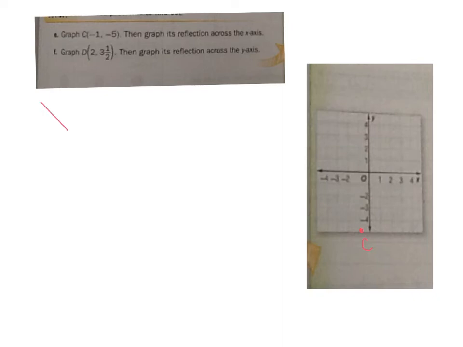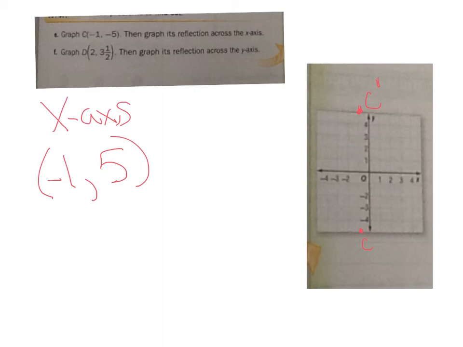Remember, reflection over the x-axis, your x is going to stay the same, and your y is going to change. So my reflection then would be -1, +5. This would be my reflection of C. And I just do C a little dash to show that it's not the other C.